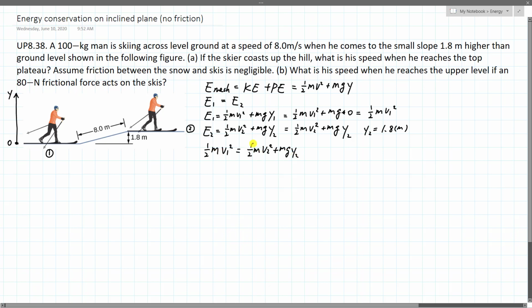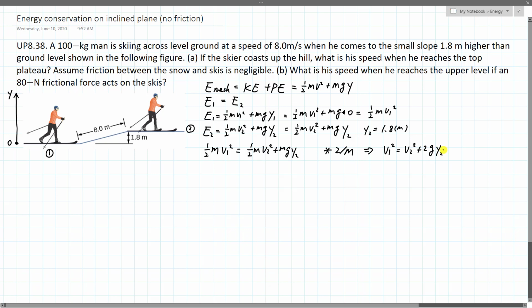Because I have m in all of the terms, I'll multiply this whole equation by, since there are some 1/2s I like to get rid of, oh sorry, not 2m, 2 over m. So now I'll multiply by 2 over m. I will have v1 squared equals v2 squared plus 2g y2.